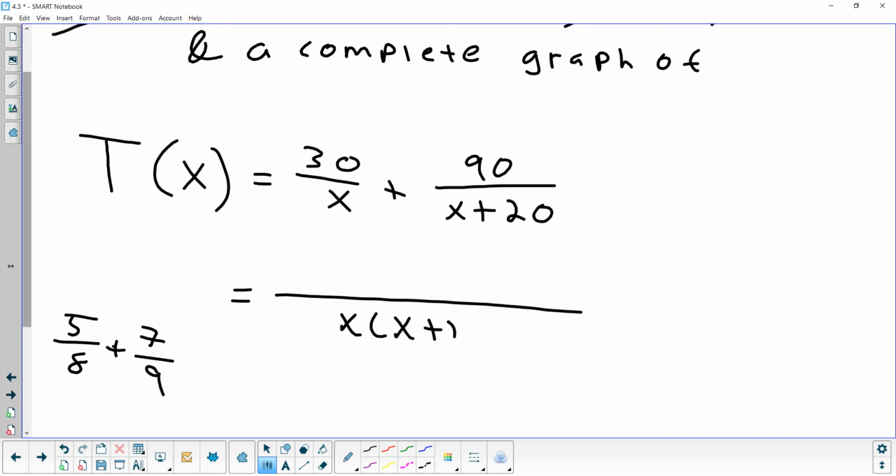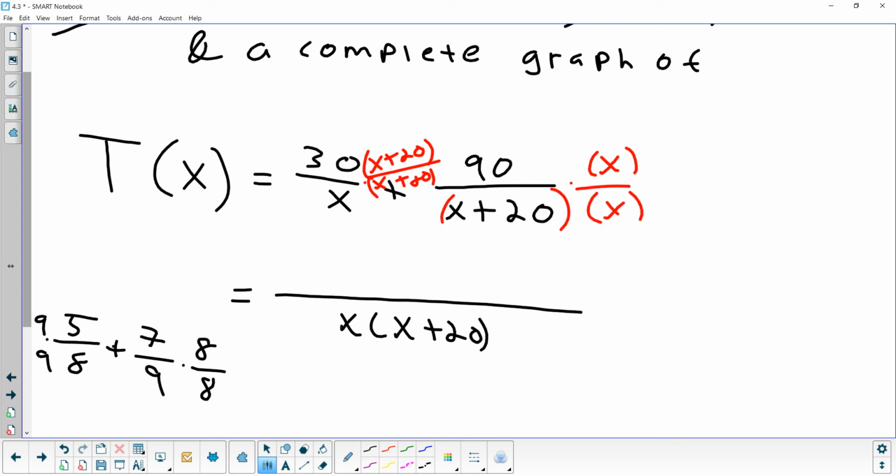Yep. If you were doing it here, this would get multiplied by 9 over 9, and this would get multiplied by 8 over 8. Each fraction gets multiplied by the other denominator. So this gets multiplied by x plus 20 over x plus 20, and this gets multiplied by x over x. On the left, let me do the work off to the side so I can put the final answer right here.